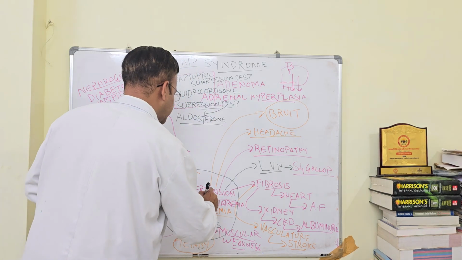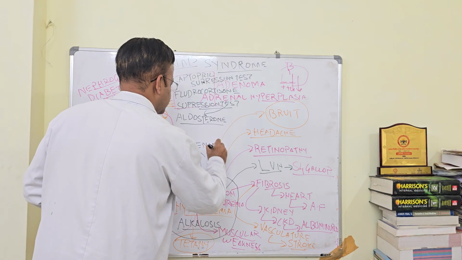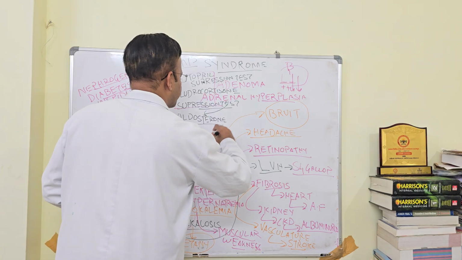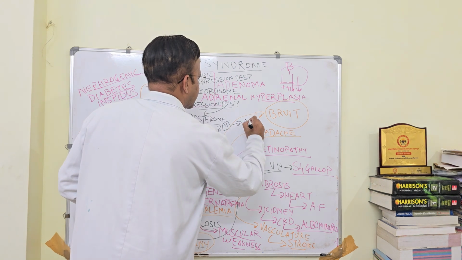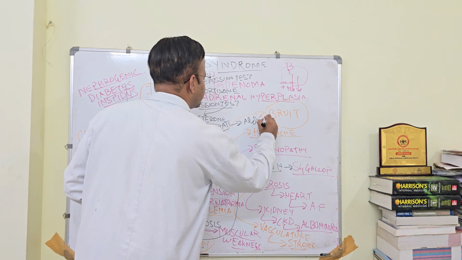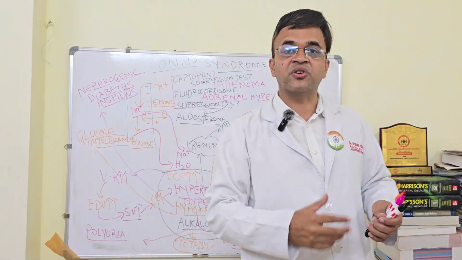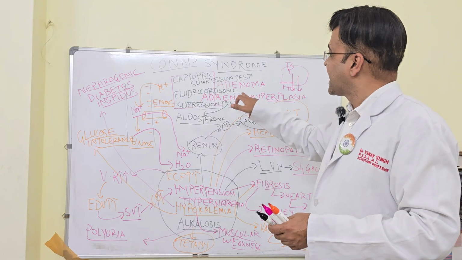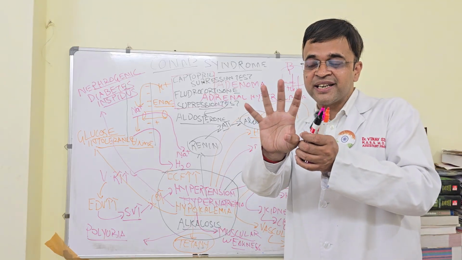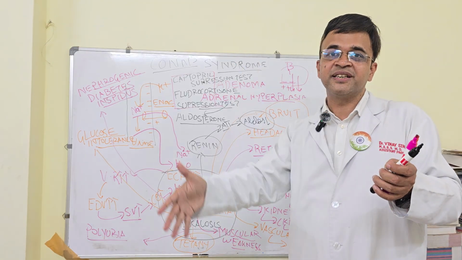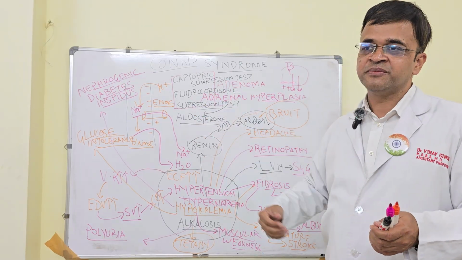This hypernatremia will suppress your renin level, it will suppress the level of angiotensin 2, and the aldosterone level will be suppressed. But which aldosterone level will be suppressed? The one being produced from the adrenal cortex. If it is being produced from the adenoma, that won't be suppressed. So that adenoma is outside the feedback loop of the body. Hopefully this is the summary of Conn's syndrome.